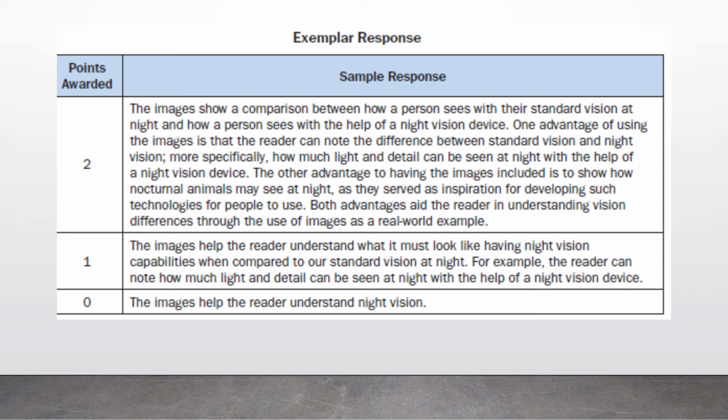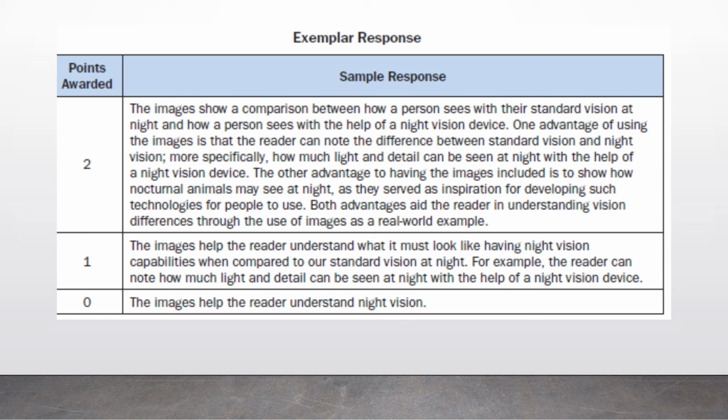And that's where you just go in. In this particular case, this scholar says the images show a comparison between how a person sees with their standard vision at night and how a person sees with the help of a night vision device. One advantage of using the images is that the reader can note the difference between standard vision and night vision, more specifically, how much light and detail can be seen at night with the help of a night vision device. The other advantage to having the images included is showing how much nocturnal animals may see at night, as they served as an inspiration for developing such technologies for people to use.